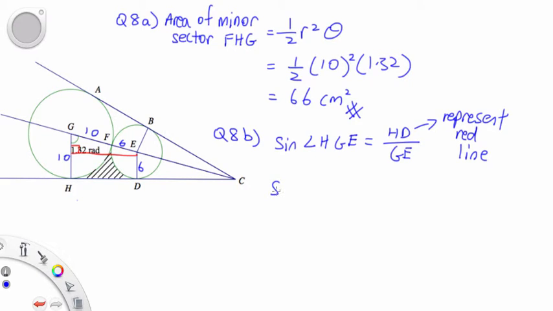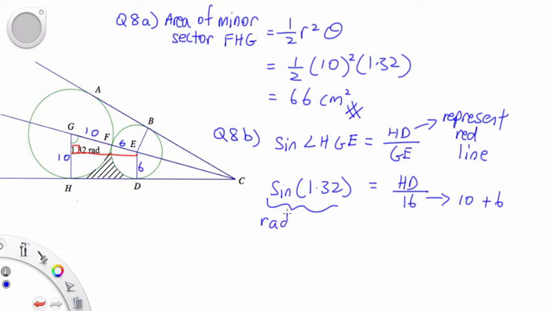Substitute in the values you know. How do I get 16? It's actually 10 plus 6. Now take note, because the angle given is in radian, you must change your calculator to radian mode. Change your calculator to radian mode. Then when you press your calculator, you will get 15.4994, round off to 3SF.